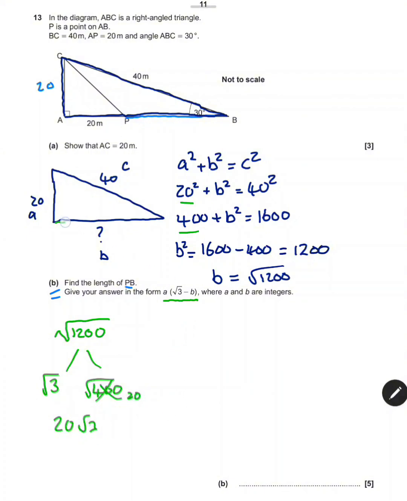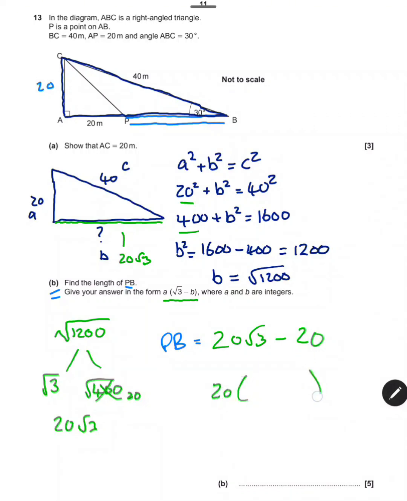So the entire length of the bottom of this triangle is 20 root 3. Now I don't want the entire length of this triangle, I just want PB. So PB is going to be the whole bottom of the triangle, which is 20 root 3, take away 20. And what we've got is a common factor of 20. So I'm going to factorise that out.